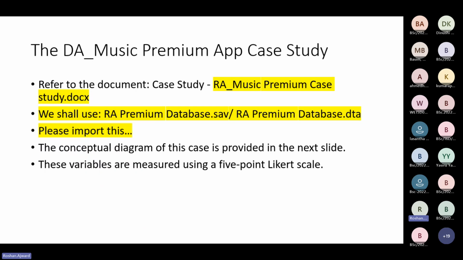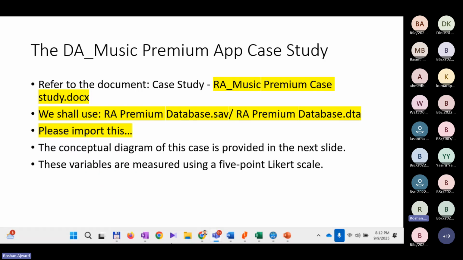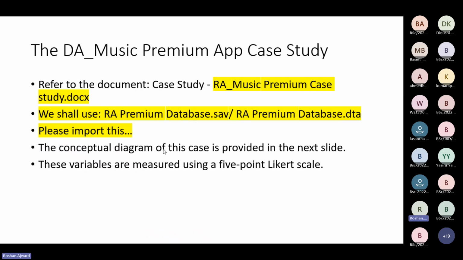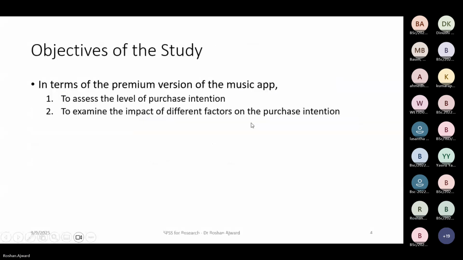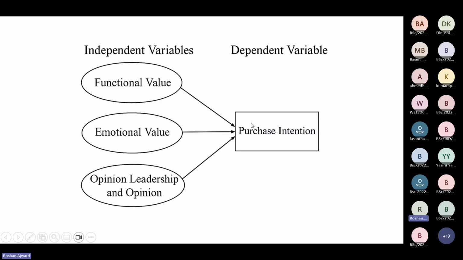Then you can draw the conceptual diagram. The conceptual diagram is where you can show the independent and dependent variables. So here I'm going to take 3 independent variables and a dependent variable. This is a music premium case study where we are going to see how these 3 independent variables impact the dependent variable, purchase intention.